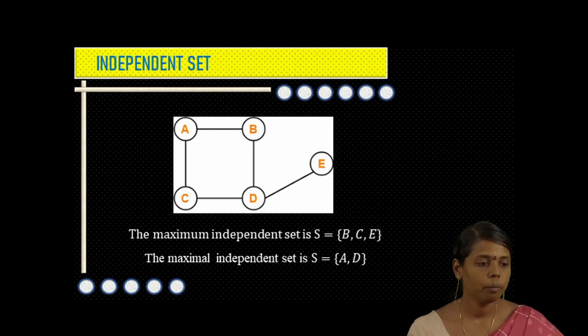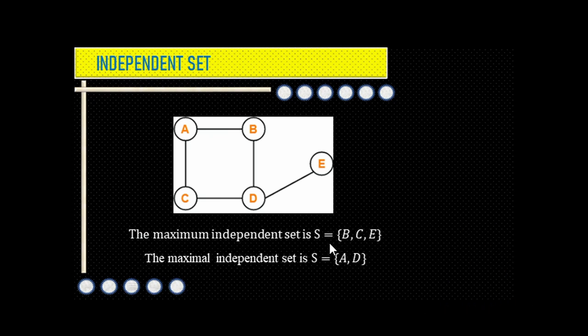For example, for the above considered example, we already saw that the maximum independent set is B, C and E. But A, D can be a maximal independent set, because whenever we add one more vertex like C, B or E, we cannot find an independent set. So we can say that A, D form a maximal independent set. This is the difference between the terms maximum and maximal.